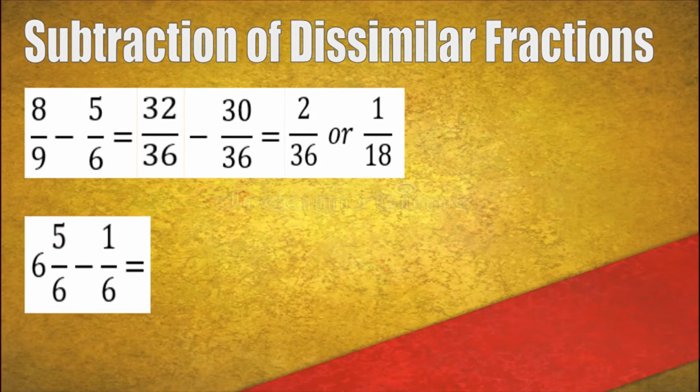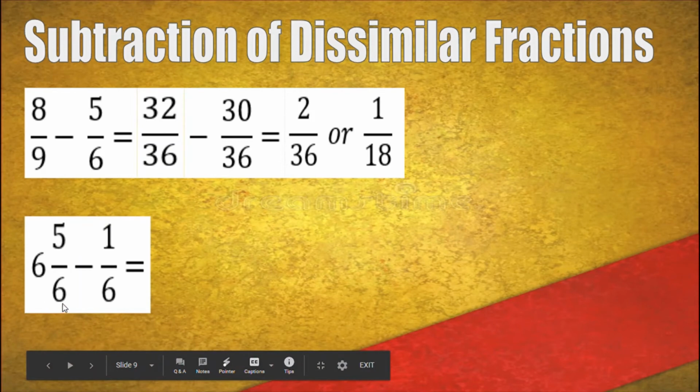Okay, now let's have the other one. This is subtraction of a mixed number by a fraction. Notice that in our problem here, we have the same denominator. So since we have the same denominator, just copy 6 as the denominator.